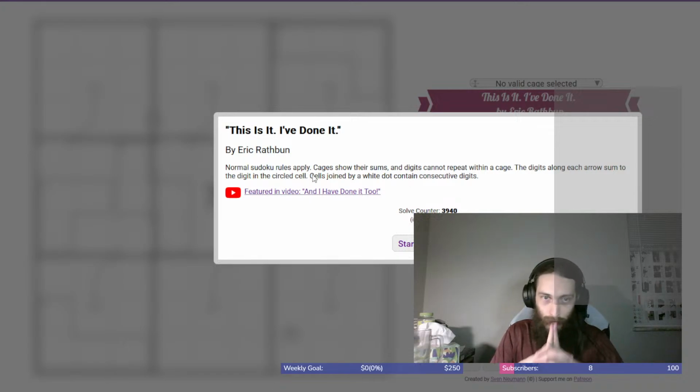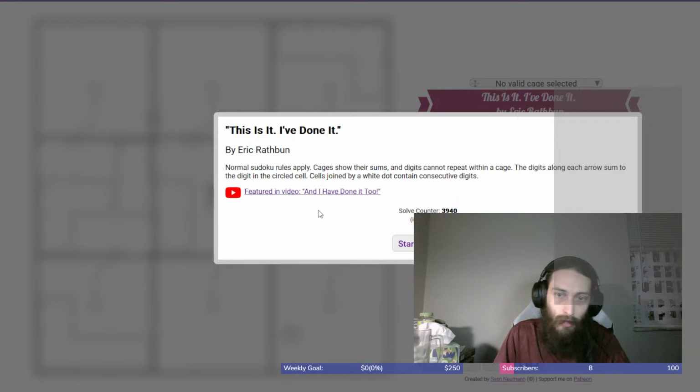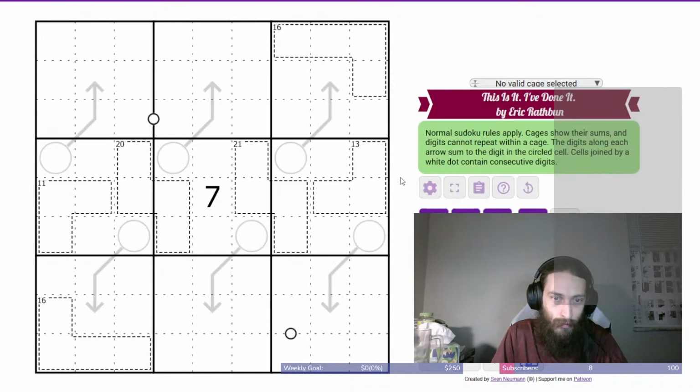Alright. This is it. I've Done It. By Eric Rathbun. Normal Sudoku rules apply. Cages show their sums, and digits cannot repeat within a cage. The digits along each arrow sum to the digit in the circled cell. Cells joined by a white dot contain consecutive digits. I have 2 of those.